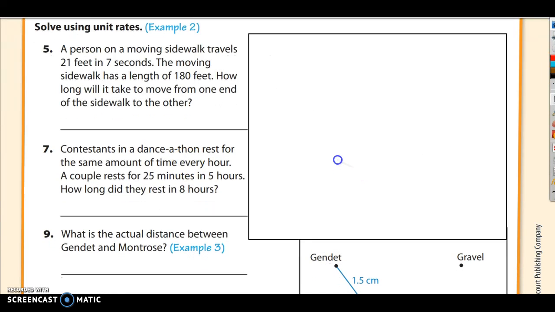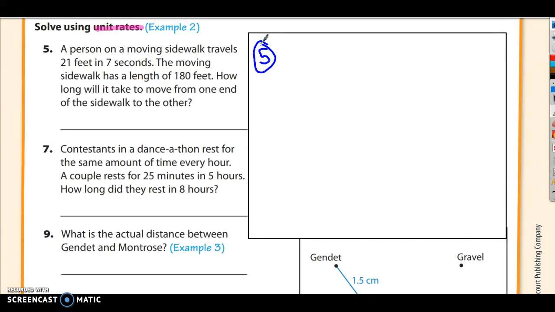Now, the directions here, it's really important that we read these. The directions here say solve using unit rates. It's pretty important that you understand the different strategy here. It's kind of the same math, but it's a different strategy, and I will show you why.